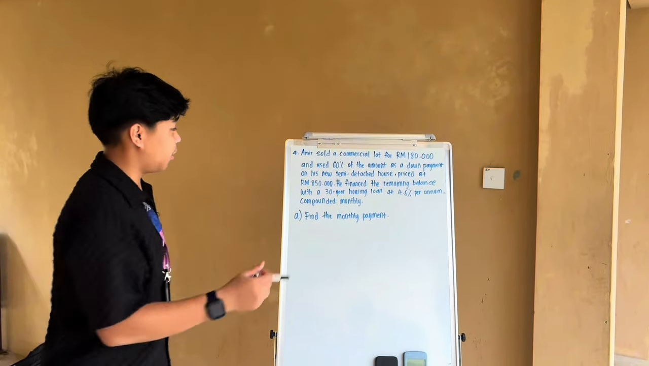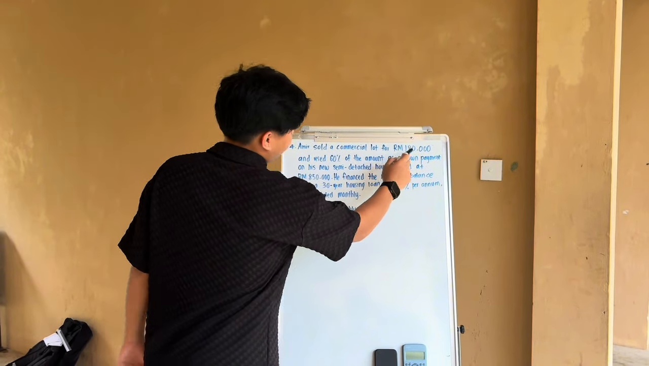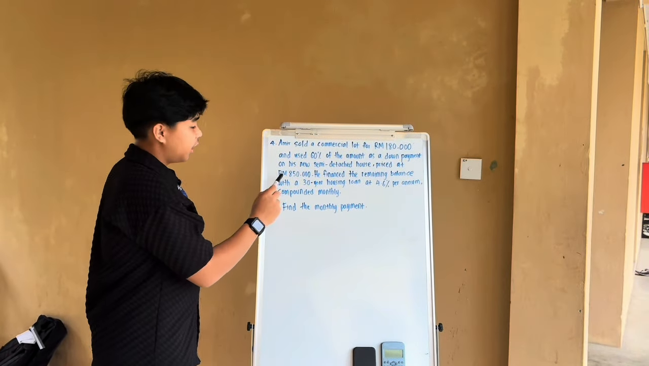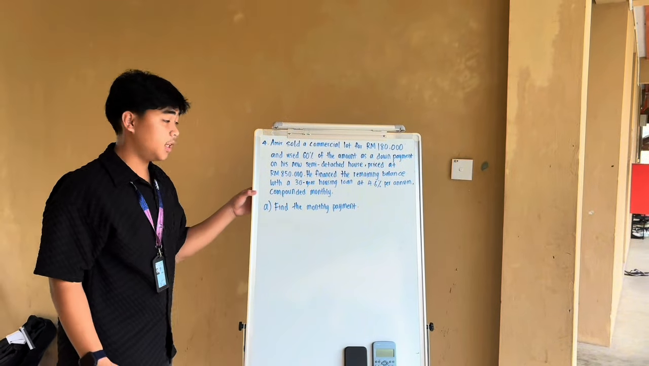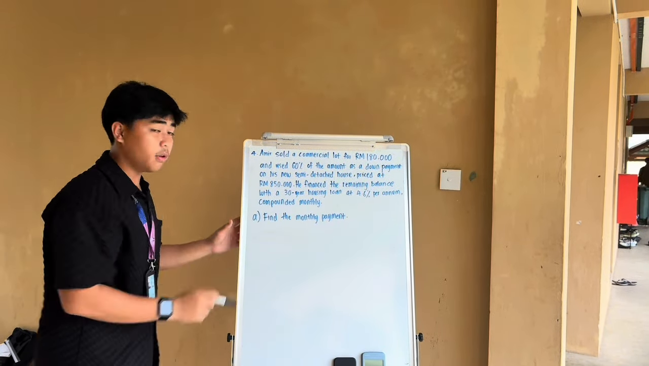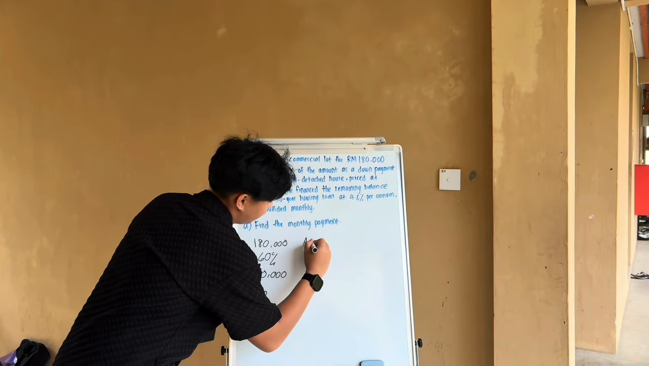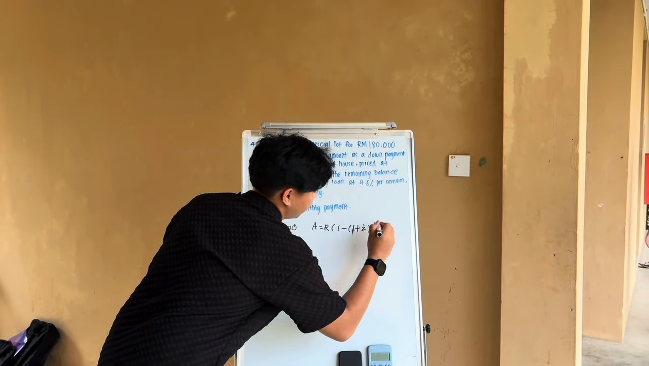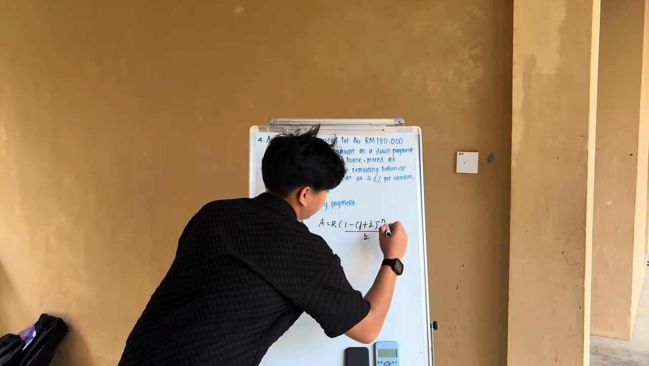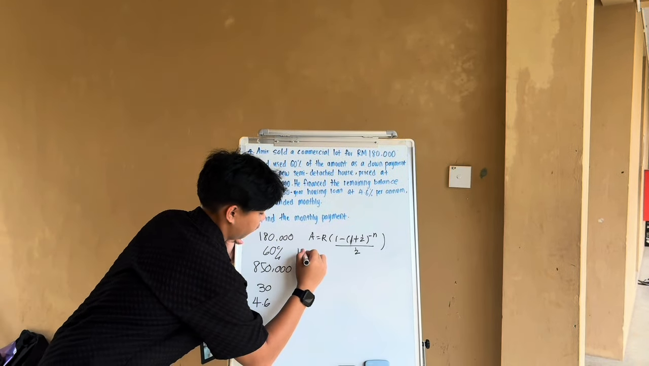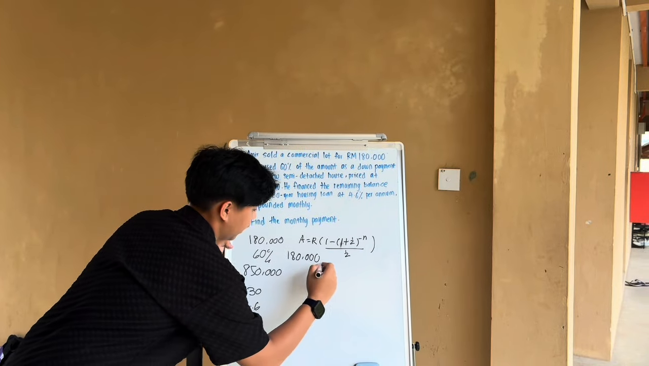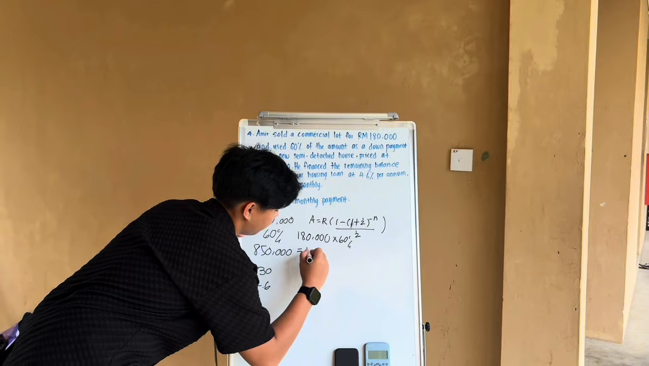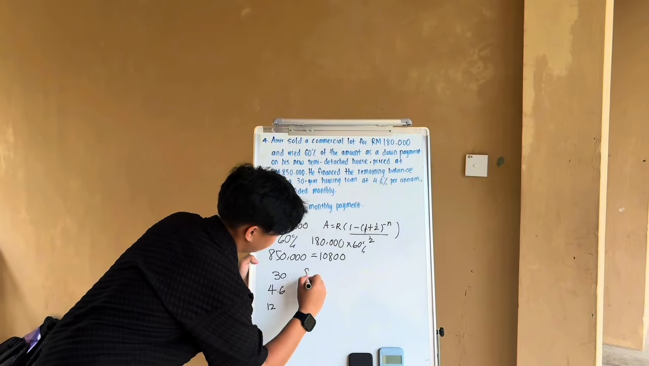Alright, so number 4. The question is about Amit, who sold a commercial lot for 180,000 and used 60% of the amount as a down payment on his new semi-detached house, priced at 850,000. He financed the remaining balance with a 30-year housing loan at 4.6% per annum compounded monthly. So the formula we want to use here is A equals R, 1 minus 1 plus i to the power of negative n, and then per i. Now we must do 180,000 times 60%, because he only uses 60% of 180,000. So we minus it.